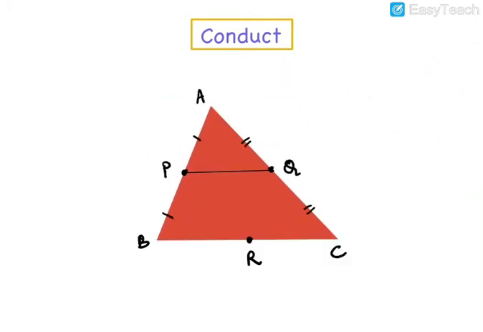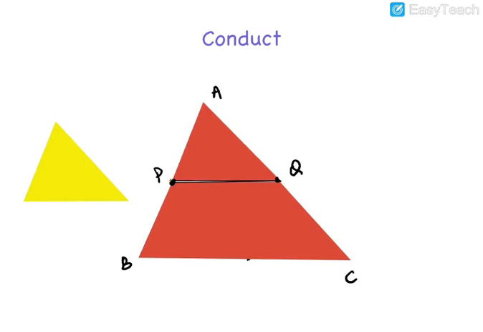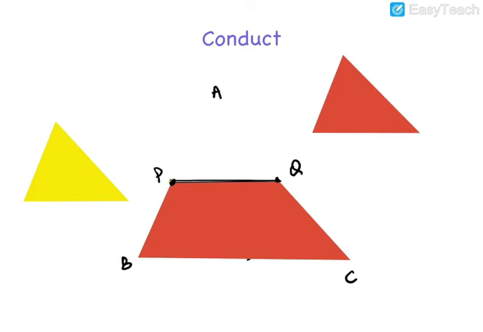The replica that we are using for conduct also needs to be labeled exactly in the same manner that we have done in design. To perform the conduct, we will cut this triangle along the line segment PQ. On cutting along PQ, we will have two cutouts of this triangle, triangle APQ and quadrilateral PBCQ. Now paste this quadrilateral BCQP on the plain side of the journal and give the heading as conduct.